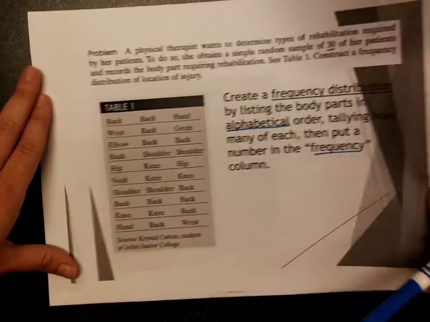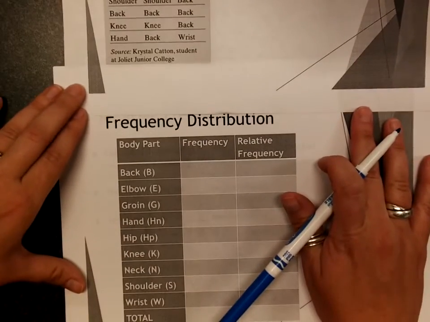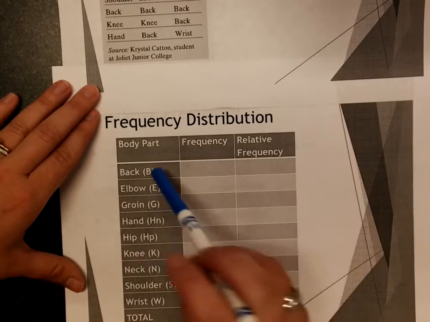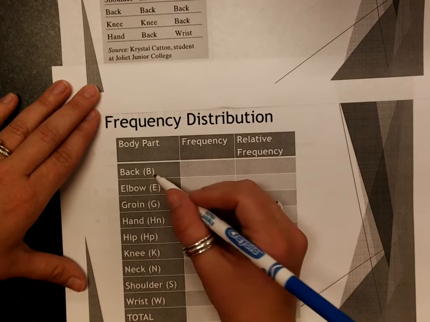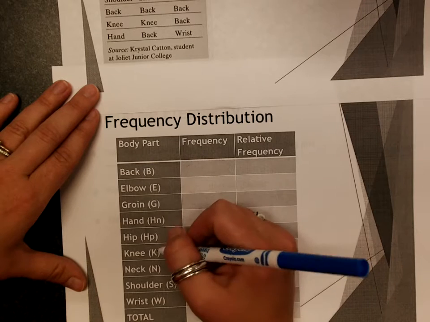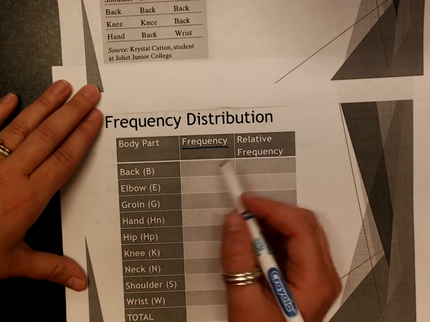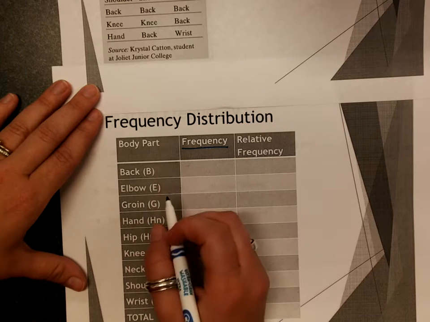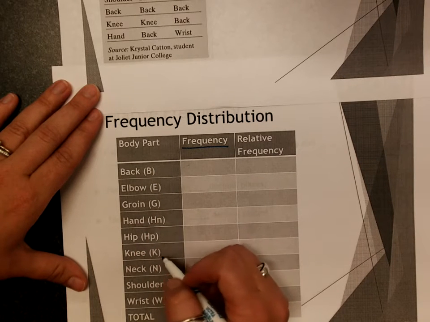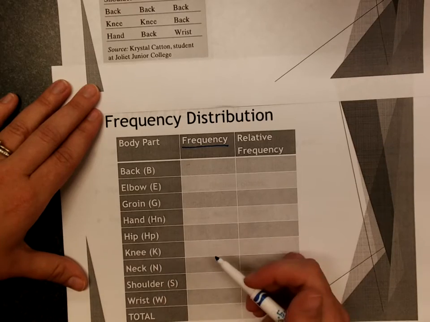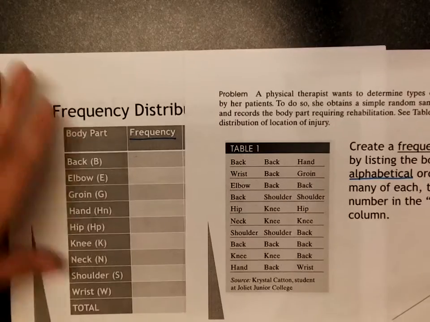So the next page, we have a frequency distribution, which is a chart. I have listed all the different body parts in alphabetical order. I'm using a letter to represent each body part. We'll use that later. And now we're just looking for the frequency. So how many back rehabilitations, how many elbow, how many groin, hand, hip, knee, neck, shoulder, and wrist, how many of each kind. So go ahead and count up.